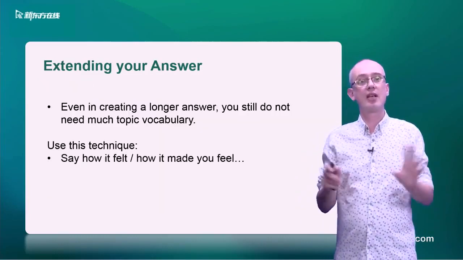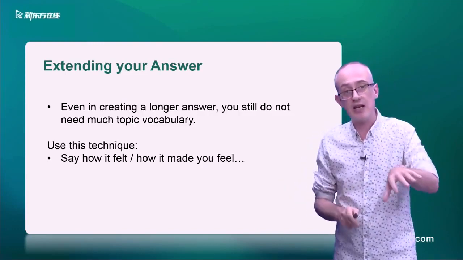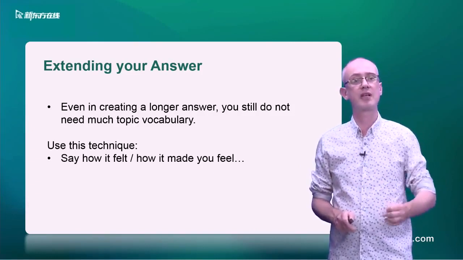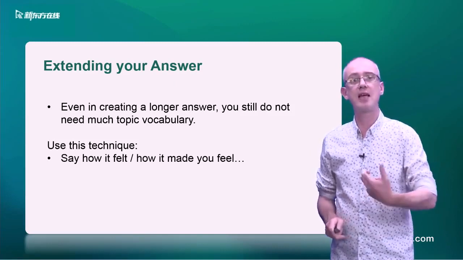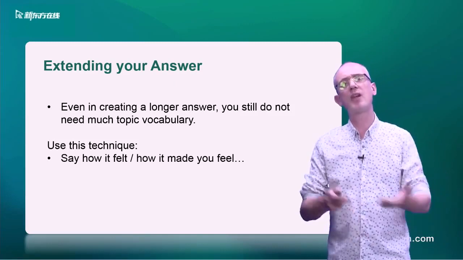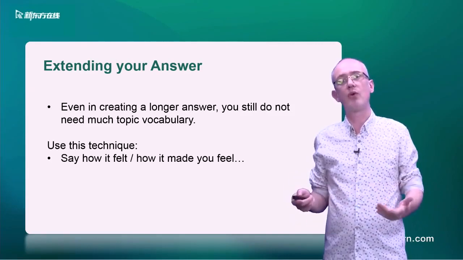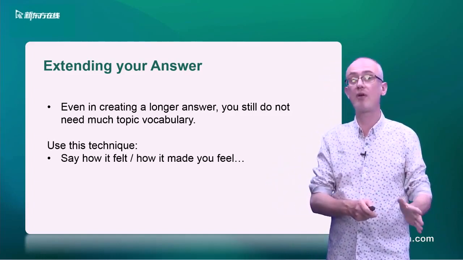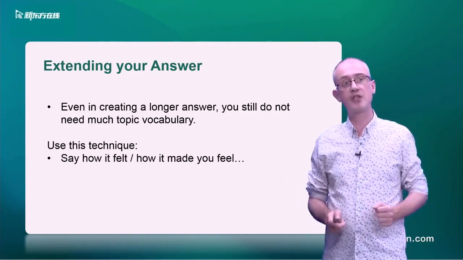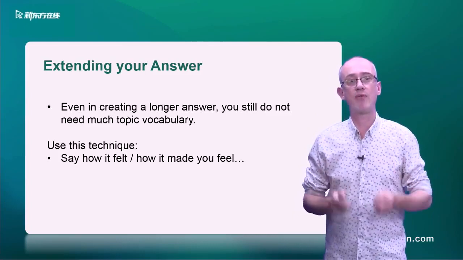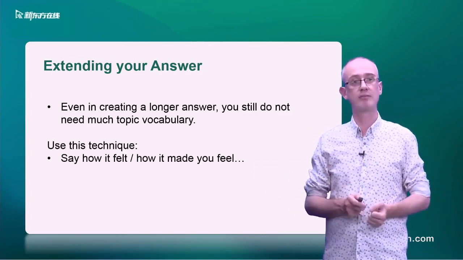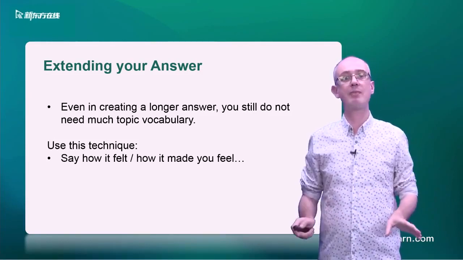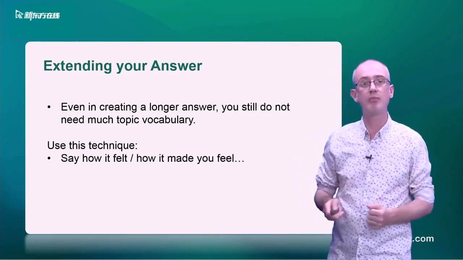So extending your answer. Let's talk about building on your answer. This is an interesting little trick. Again, this can be used for lower level or higher level students. It doesn't really matter. Extending your answer, making it longer. So we've answered our question, but we want to add something else, because we do, after all, want to get more than a 6. We need to extend our answer. We need to start by making it very correct, but we need to extend it. A good technique is simply to say how it felt or how it made you feel. Simple. You can do this with any answer you give in almost any part of the test. But as a model example, we're using part 1 here.